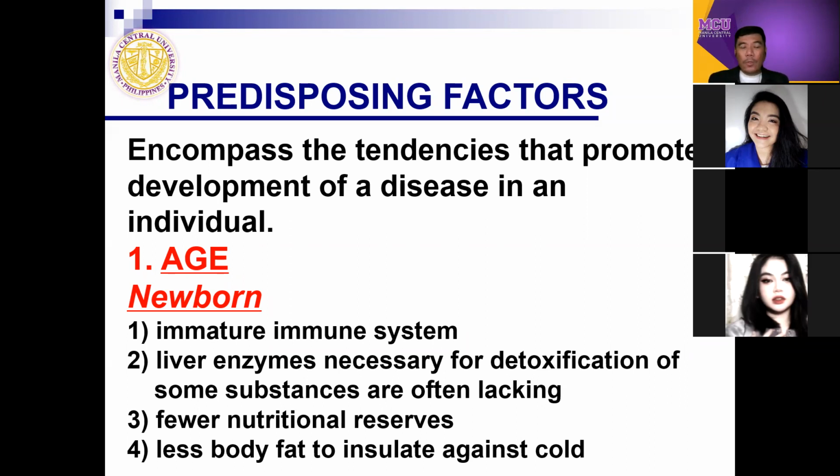So with this, kung ano yung mga predisposing factors? Pag sinabi natin newborn, predisposed sila sa infection. What's the prevention? Immunization. 2, liver enzymes necessary for detoxification of substances are lacking. So that's why vitamin K is being given. Third, fewer nutritional reserves. That's why we advise the client, high risk sila for nutritional deficiency. So that's why we take into consideration the campaign for breastfeeding. Fourth, less body fat to insulate against cold.